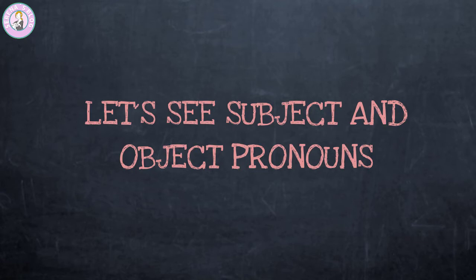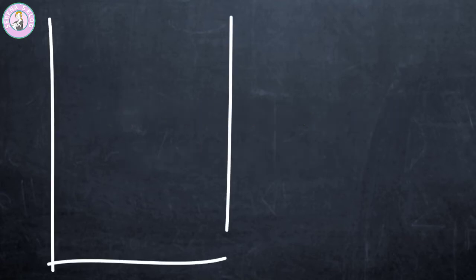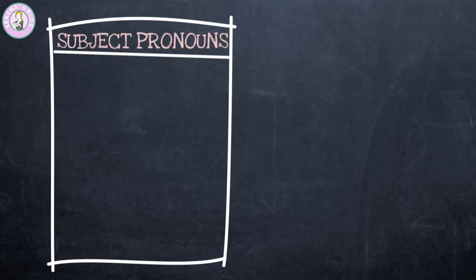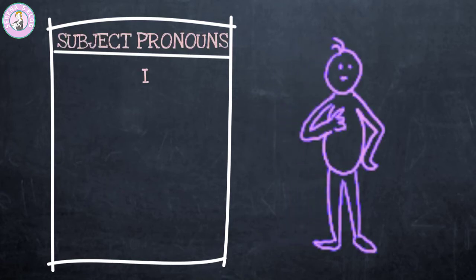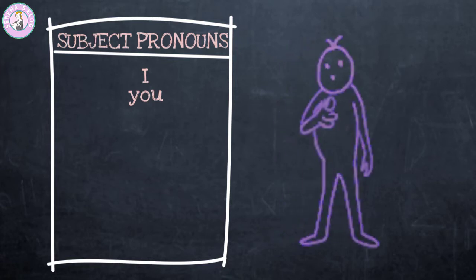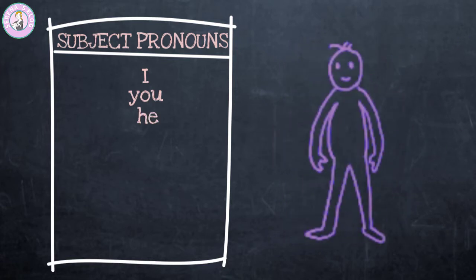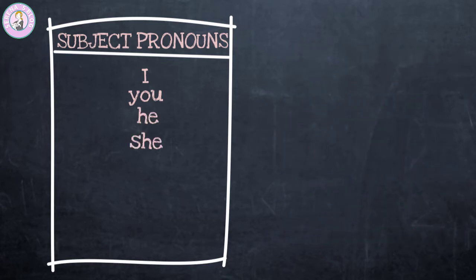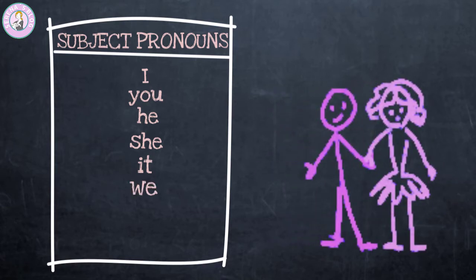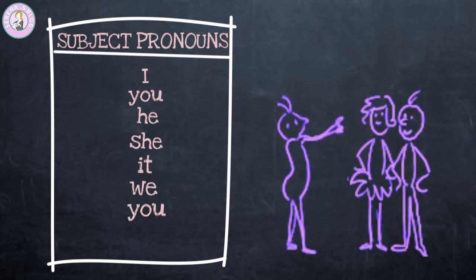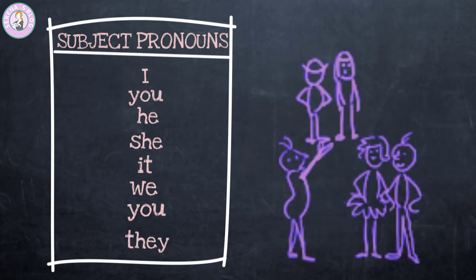Let's see subject and object pronouns. I, you, he for a male, she for a female, it for an animal or an object, we for the first person plural, you for the second person plural, and they for the third person plural.